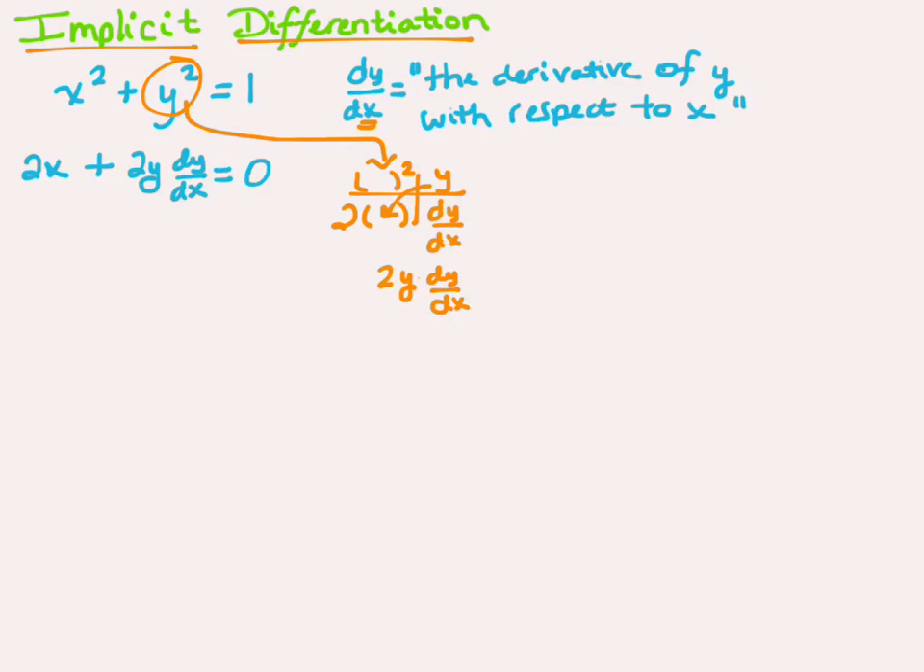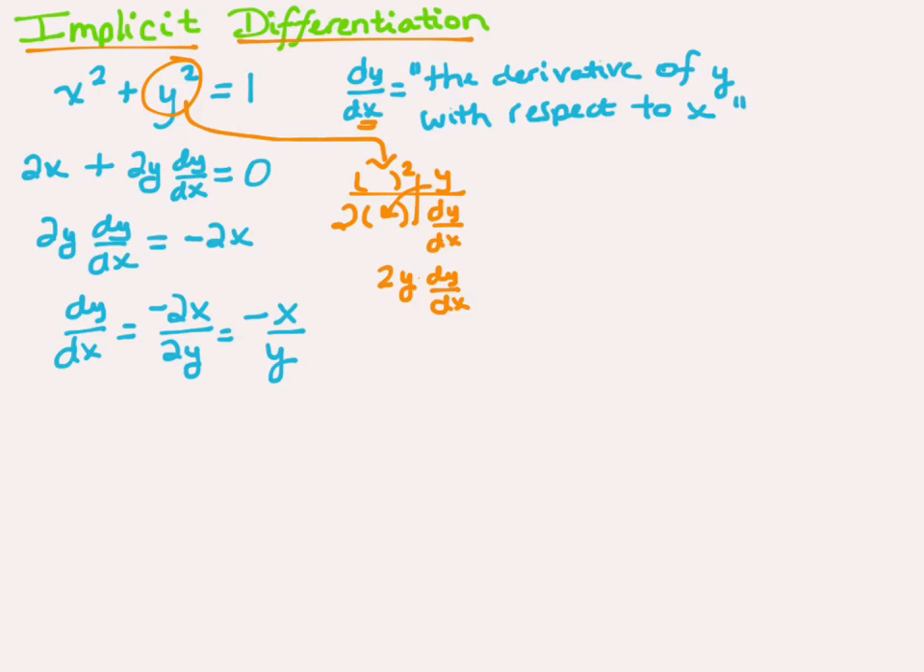Okay, so now that we've taken the derivative of everything, all we need to do is solve for dy dx, because we're trying to find what dy dx is equal to. And so I'm going to subtract this 2x term to the other side. So I'm going to keep 2y dy dx equals negative 2x, and then we're going to divide by 2y. And so dy dx is equal to negative 2x divided by 2y, which of course simplifies to negative x over y. Let's look at another example.